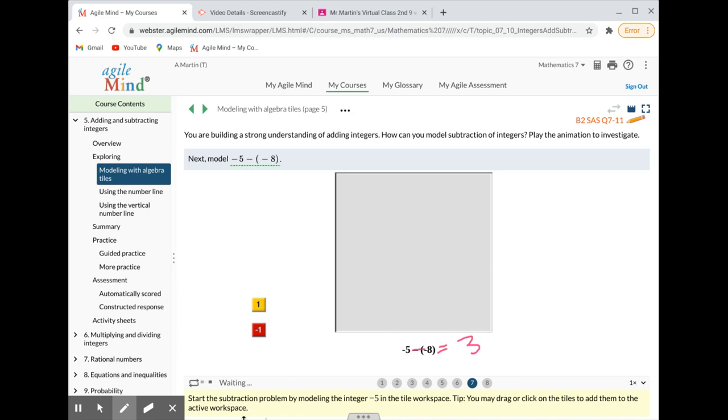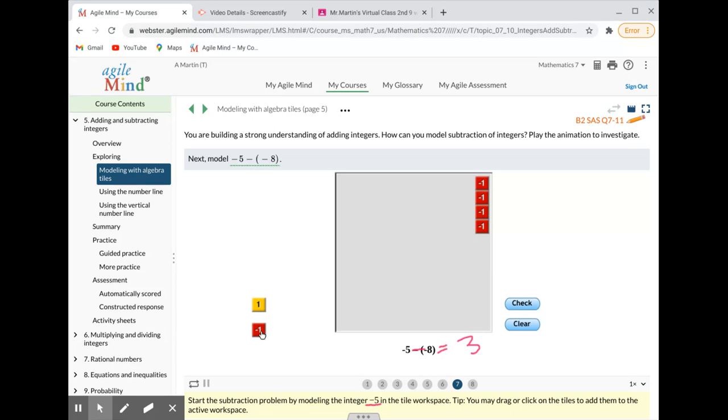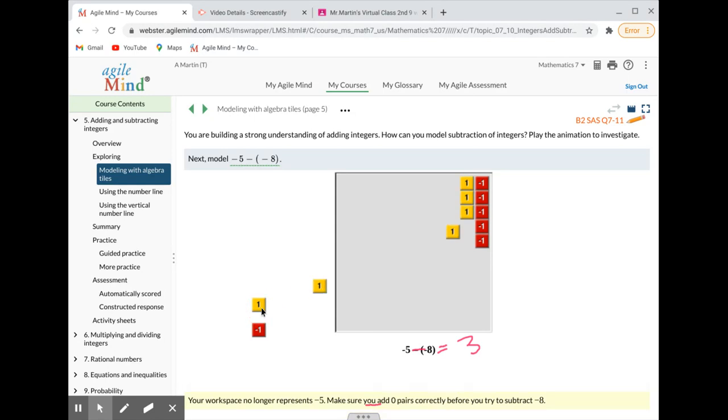All right. Now, looking at this, it says start the subtraction problem by modeling the integer -5. So the first thing we got to do is put -5 up here. All right, so we got that. Now it says, are you able to subtract -8? If not, find another way to represent -5. Well, wouldn't you put 8 yellows? All right, let's do it. Then do the 0 thingy.